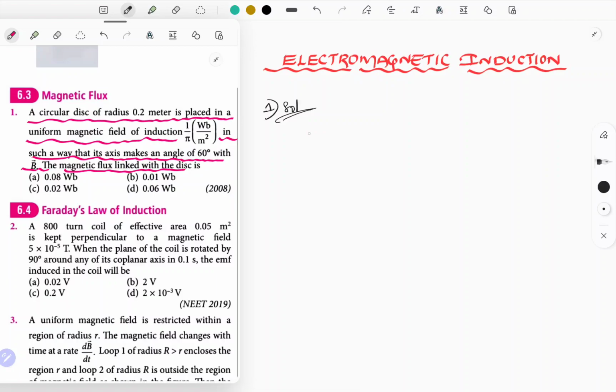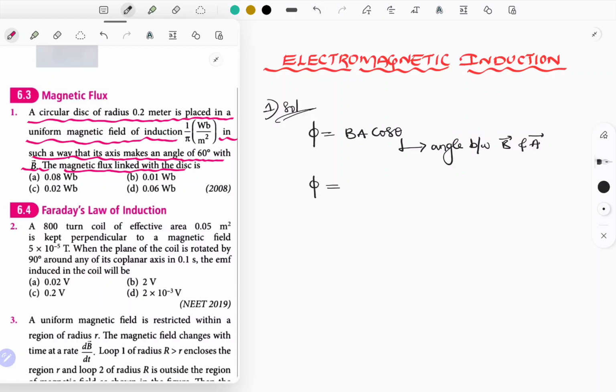Okay, so we know the formula for magnetic flux. Magnetic flux phi is equal to B into A into cos theta, where theta is the angle between the magnetic field and the area vector. Okay, so they gave the radius. Then how to find out the flux?